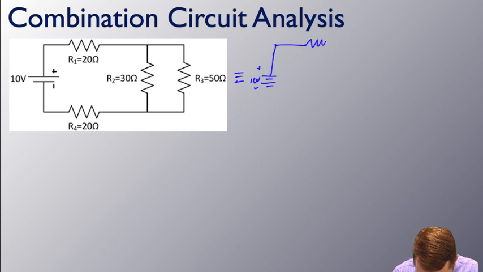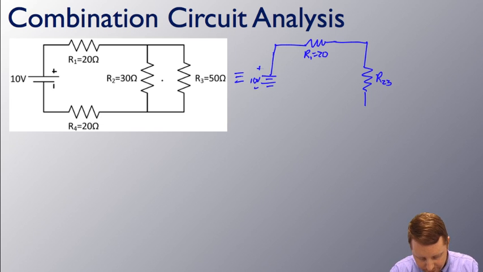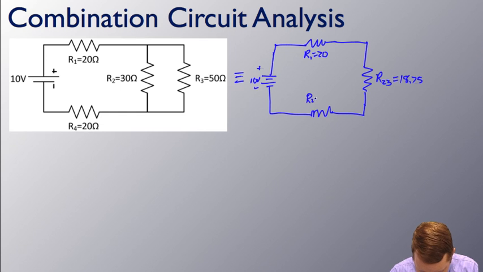I still have R1, 20 ohms. I'm going to replace R2 and R3 with what I'm going to call R23. And the equivalent resistance for 30 and 50 in parallel, well, I can use that formula, R2 R3 over R2 plus R3. So that's 30 times 50 over 30 plus 50, which is about 18.75 ohms. That's the equivalent. And then we'll come back and we've still got R4 down here of 20 ohms.